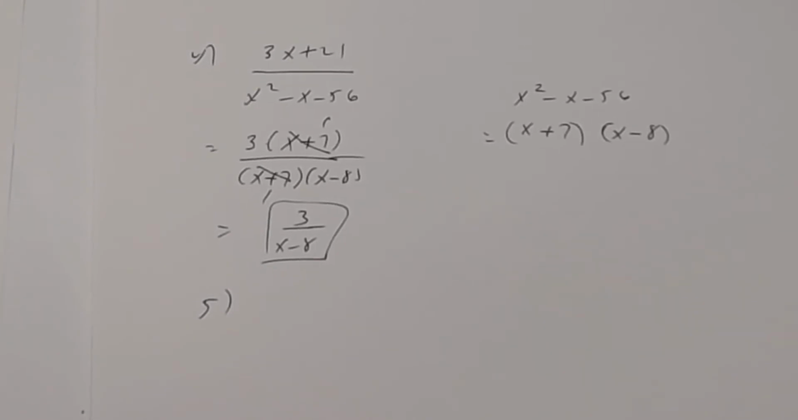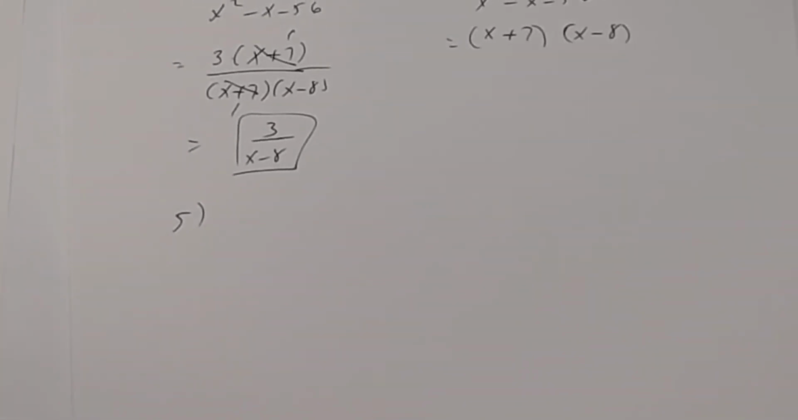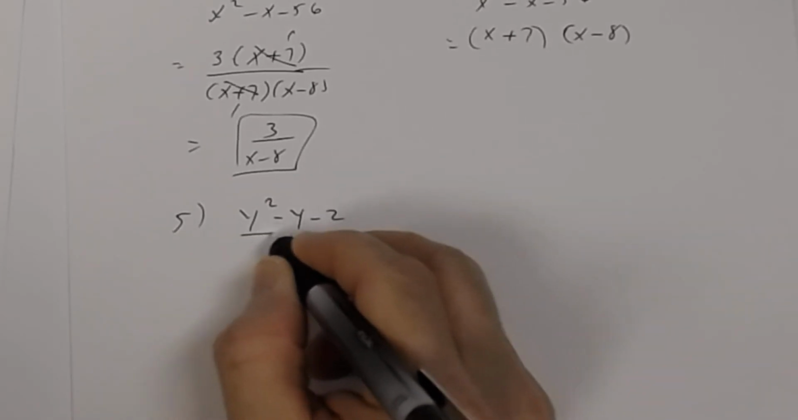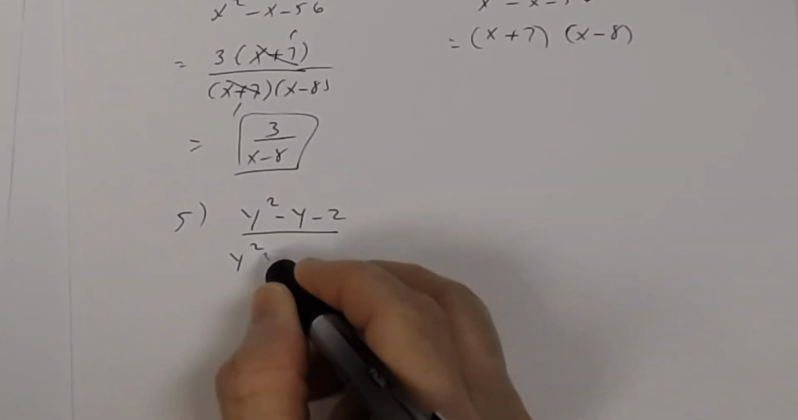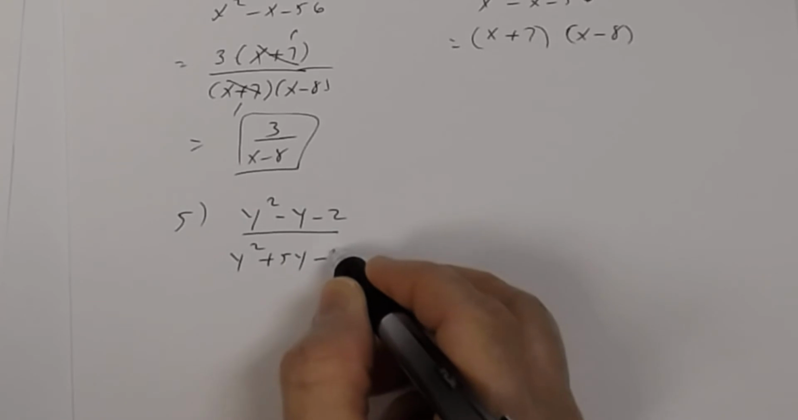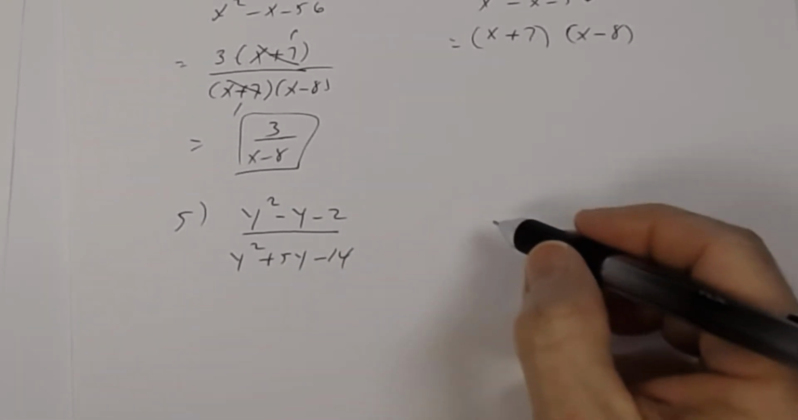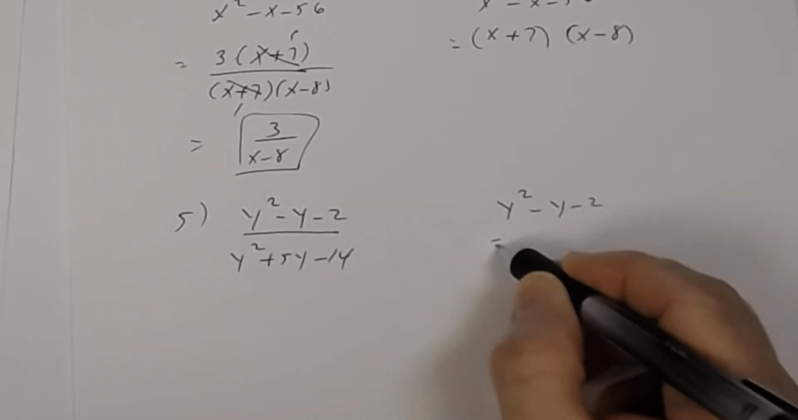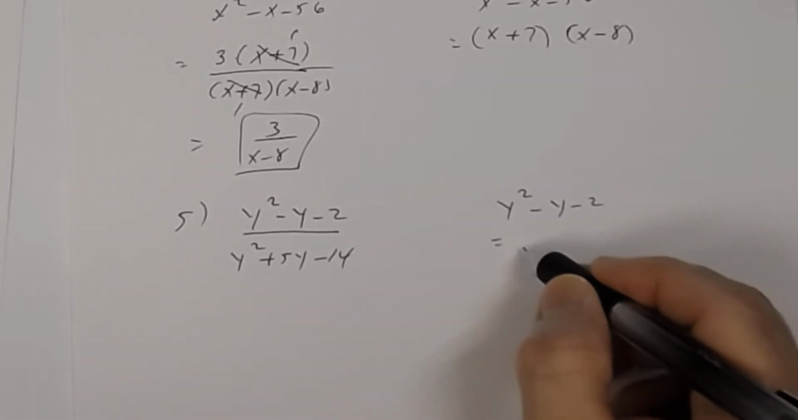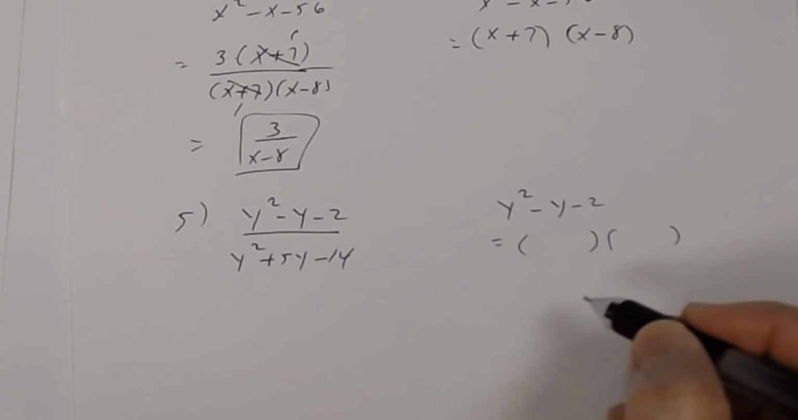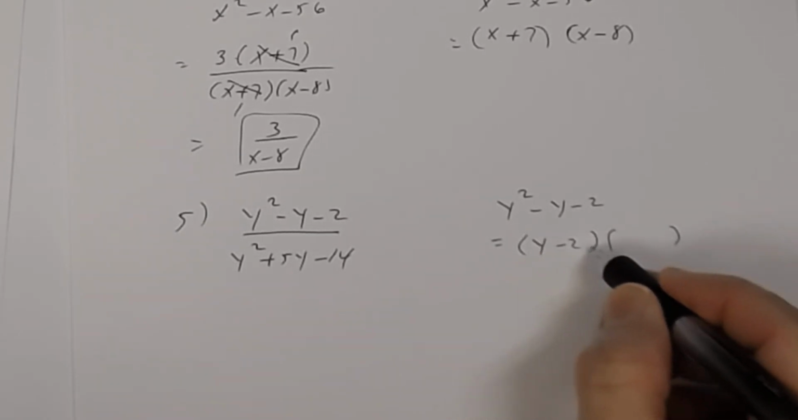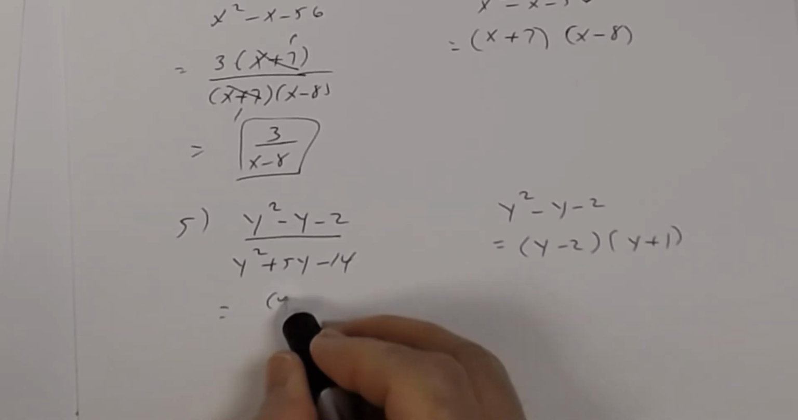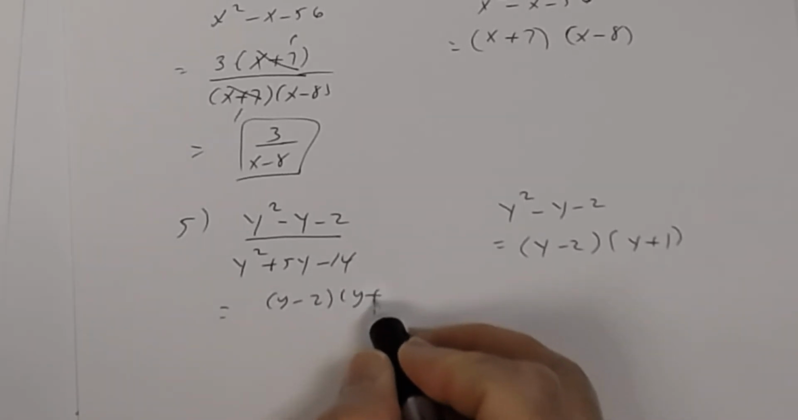Number 5, we have y squared minus y minus 2 divided by y squared plus 5y minus 14. And if you need to go off to the side and factor the numerator, let's go ahead and do that. The GCF here is 1, so I'm going to go directly to the 2 binomials. It looks like it's going to be y minus 2, y plus 1, right? Yep. So that's going to be the numerator, y minus 2, y plus 1.